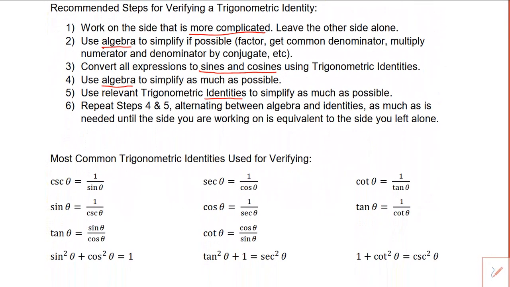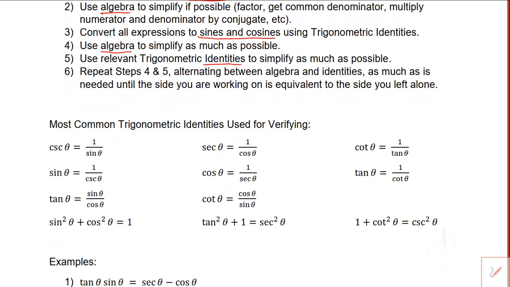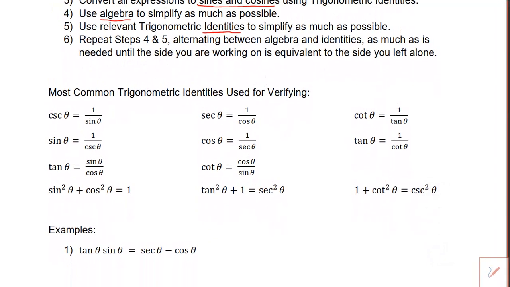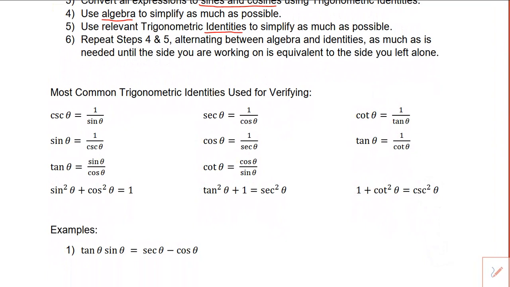There are many trigonometric identities that you learn. These tend to be the most common identities that are used for verifying. These are relating cosecant with sine, secant with cosine, cotangent with tangent, and they also include your Pythagorean identities, which can all be modified for whatever you need them to be. I think the best thing for us to do at this point is to actually work through an example, going through the steps to make sure that you understand.